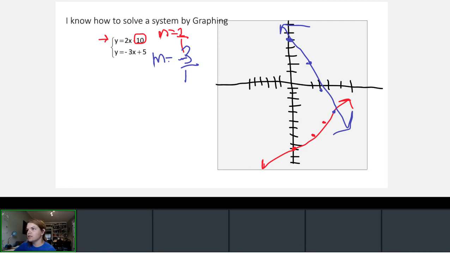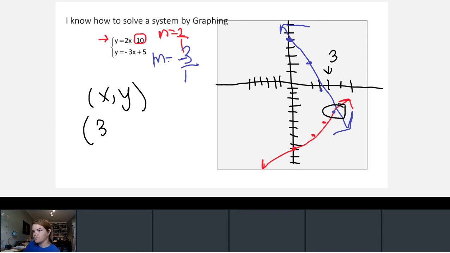So we are looking to write the ordered pair for this point. So that would be x comma y. So my x value is right here at 3. And my y value is at 1, 2, 3, 4. Was it 4? -4?